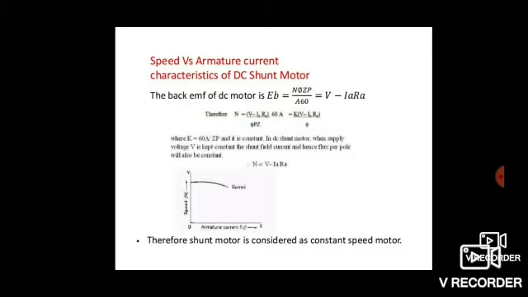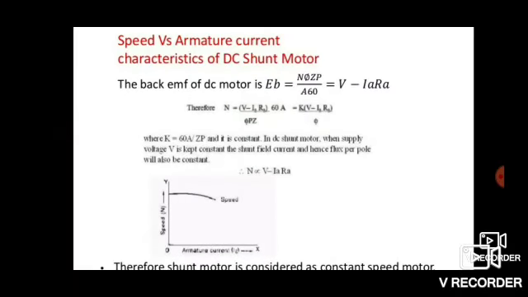Then speed versus armature current characteristics of a DC motor. The back EMF of DC motor is P phi NZ divided by 60A, that is equal to V minus Ia RA. N is equal to V minus Ia RA times 60A divided by phi PZ, that is equal to K into V minus Ia RA divided by phi. So K equals 60A divided by ZP, and it is constant.